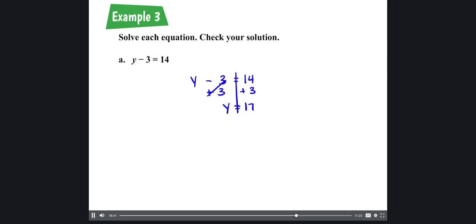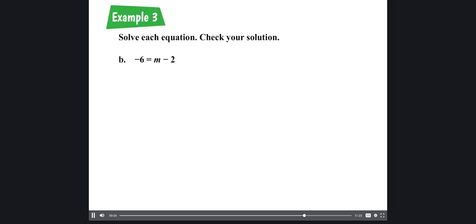To make sure that 17 is the solution to the equation, we will substitute 17 into the original equation. Does 17 minus 3 equal 14? 17 minus 3 is 14, and 14 equals 14. So yes, 17 is the solution of the equation.